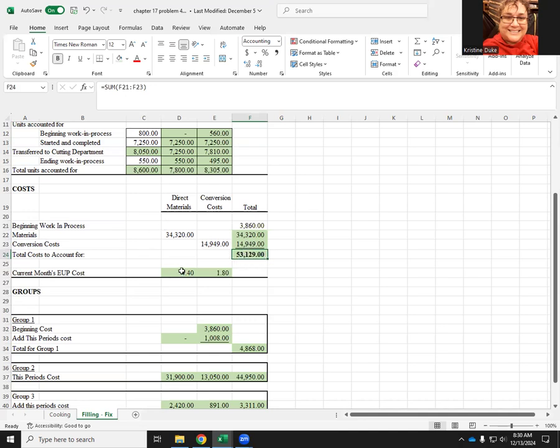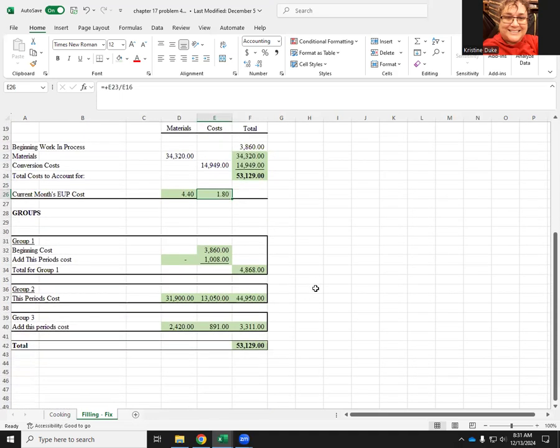Now, what I do is I determine the cost per equivalent unit. So up here, direct materials, I go 34,320 divided by 7,800, and I get $4.40. Then over here, I take the 14,949 divided by 8,305, and I get 1.80. That's it. So now I've got my EUP for my direct materials and my conversion cost.